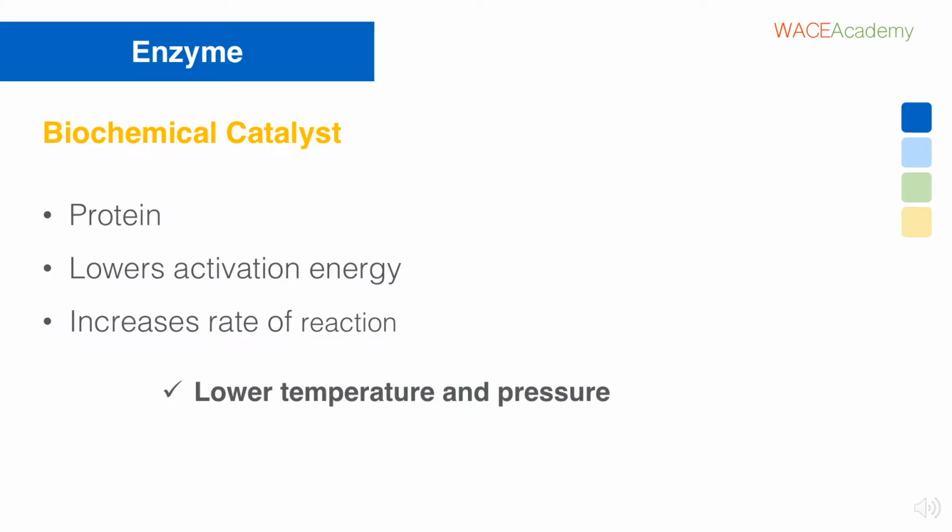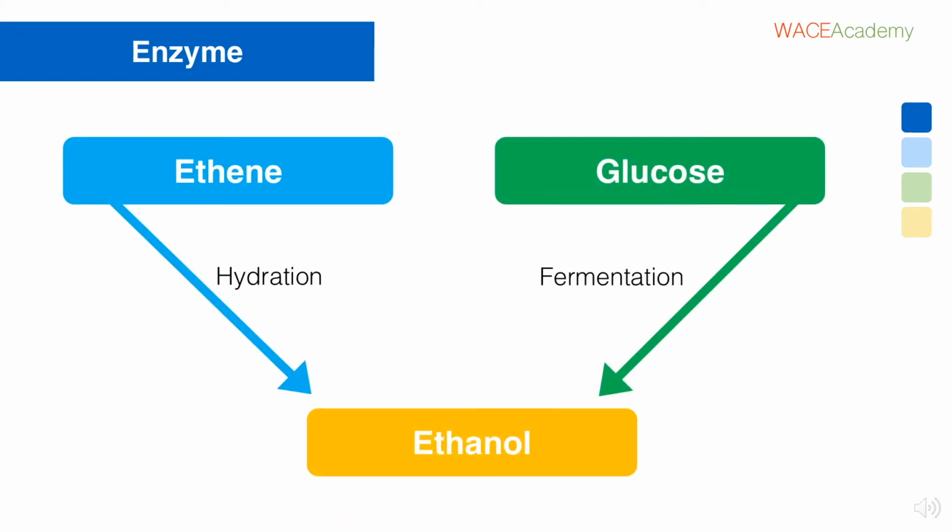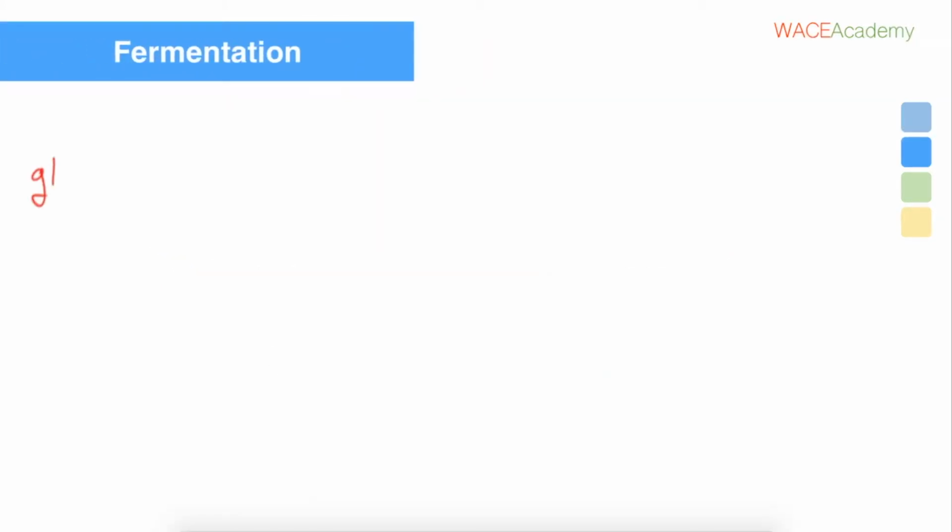Therefore, using enzymes in industrial reactions reduces the required temperature and pressure, thereby increasing the economic viability, or cost effectiveness. The best way to understand the advantages of using a catalyst is to look at an example. So let's use the production of ethanol. Ethanol can be produced by hydrating ethene or from glucose through an organic process called fermentation. We're going to cover both of these methods, but we'll begin with fermentation.